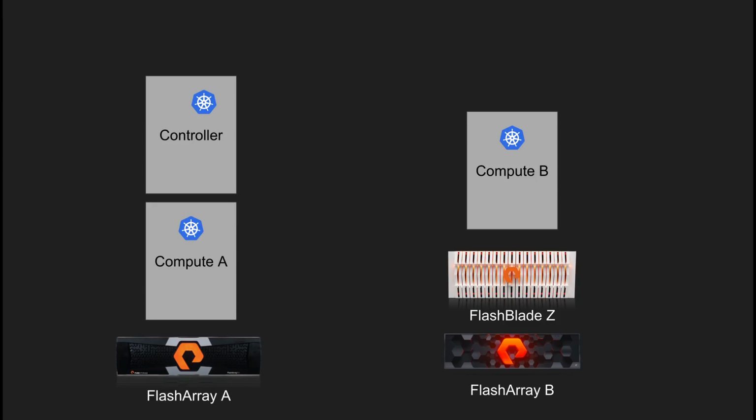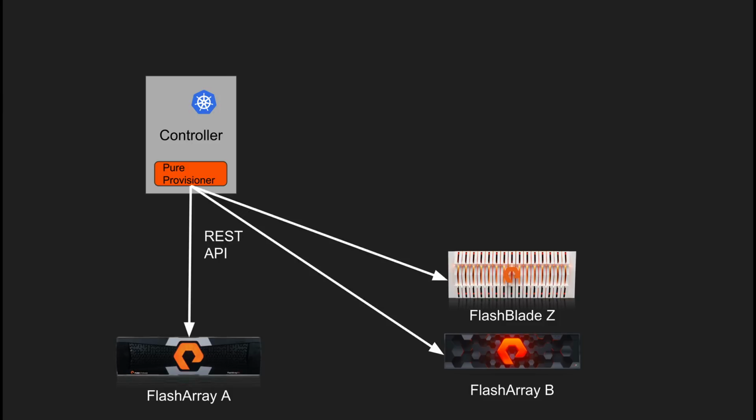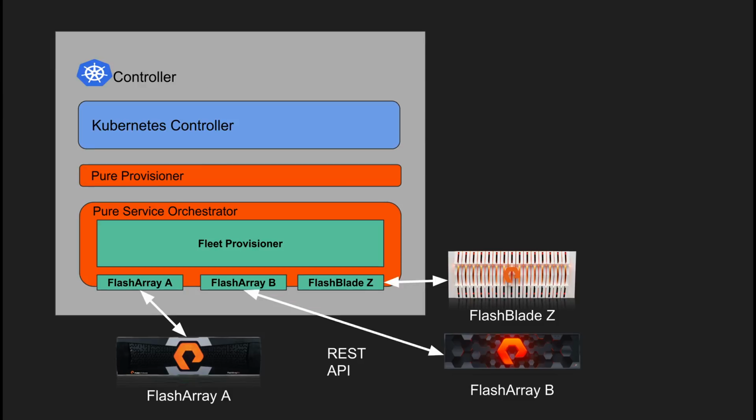So now if we look at this, we have two arrays. The way that it got there is you have the controller, the provisioner. Provisioner's talking to these arrays. We're pulling information from them as well as making requests to them. If we want to zoom in further, we've got the controller. The provisioner is this thin piece that sits on top of the Pure Service Orchestrator. The orchestrator is really doing the requesting.